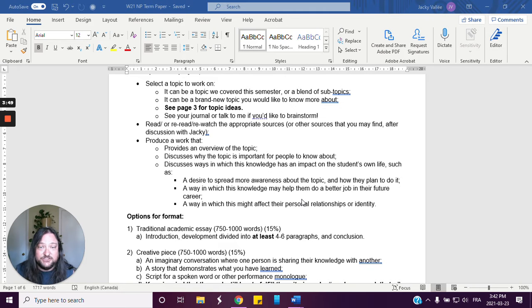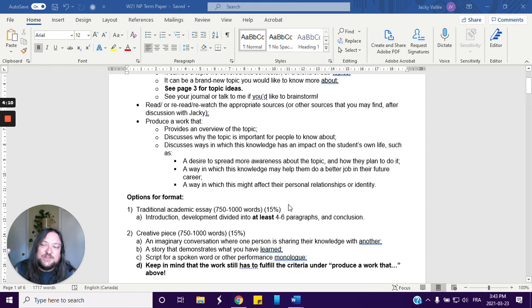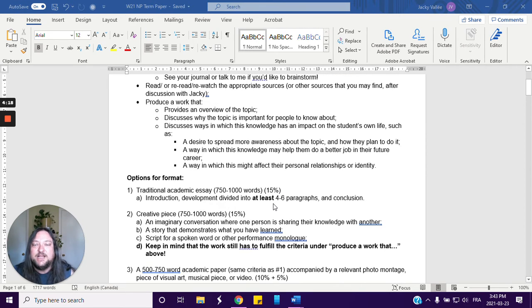Ways in which this knowledge might help you do better in your future career, right? If you're going into law or health or anything, how might the knowledge that you've learned through this project help you do a better job? How might it affect your personal life, your relationships, your identity, just things like that. So again, as with the journal, I'm really trying in this course to bring in ways of knowing that go beyond just intellect.